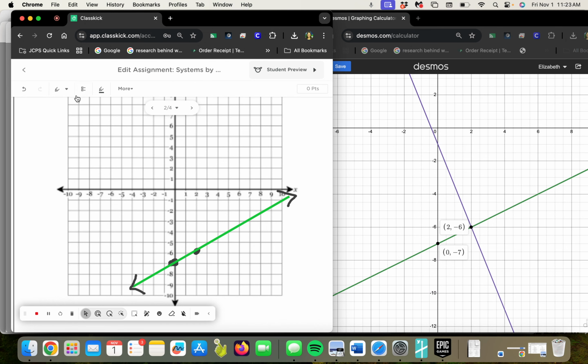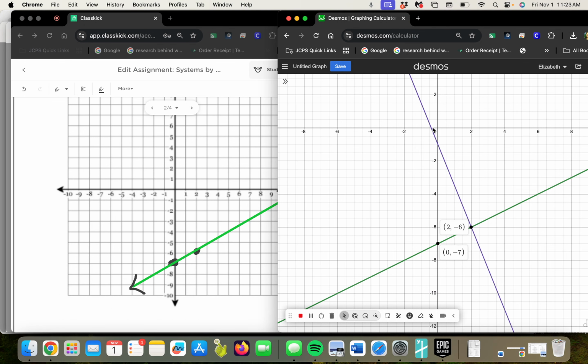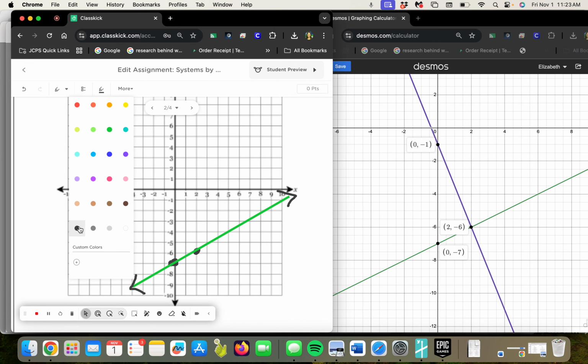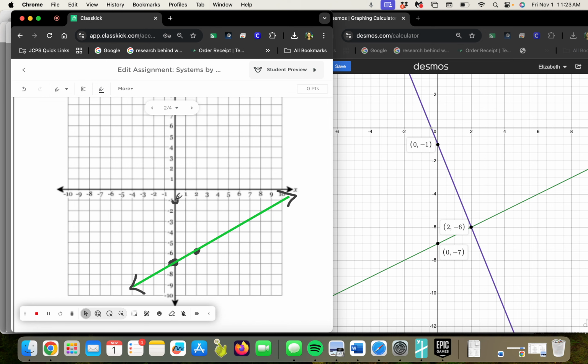Then I need to look at my purple line, and I see that my purple line hits the axis right here at 0, -1. So I'm going to put a dot on my graph right here at -1. And then I'm going to connect the two coordinates and give myself my line. Ooh, that was a bad job. Let me try that again. Okay, there we go. That's better.